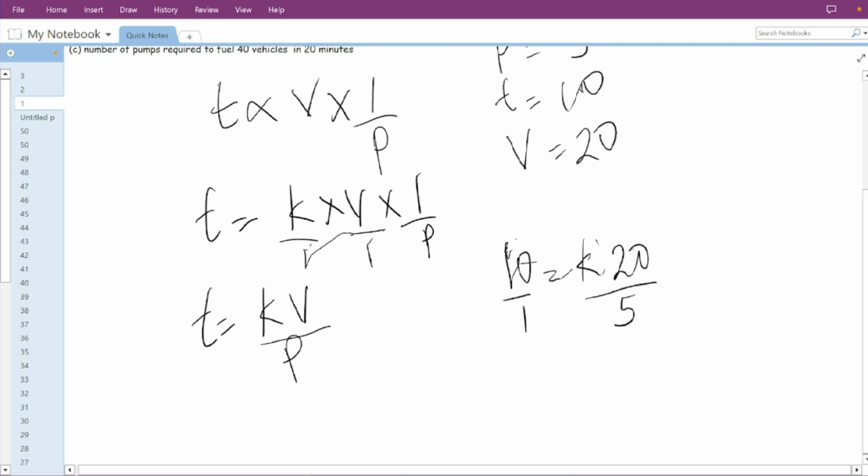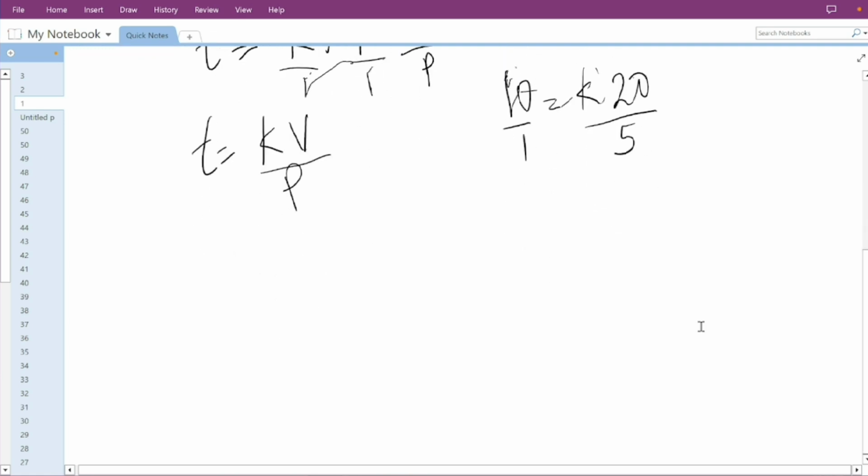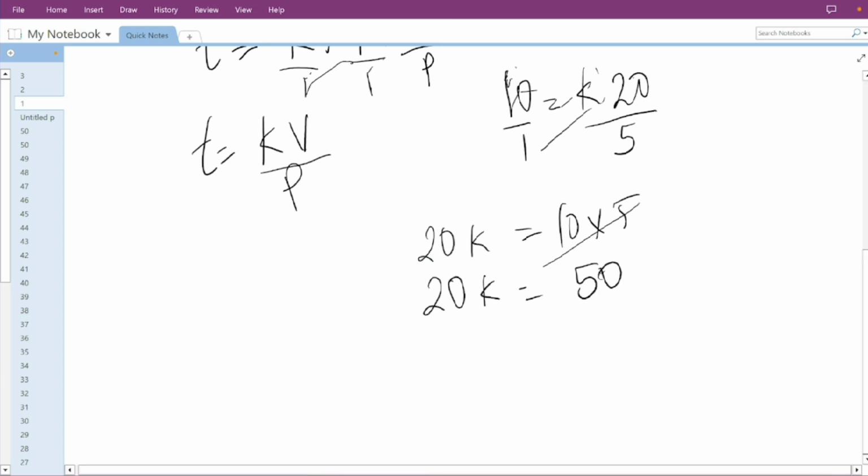We can say 10 over 1, then we cross multiply. K times 20 times 1 is 20K equals, on the other side, 10 times 5, so we have 20K equals 50. Since we're looking for K, we divide both sides by 20. 20 cancels 20, we're left with K equals 5 over 2. Our constant is therefore 5 over 2.